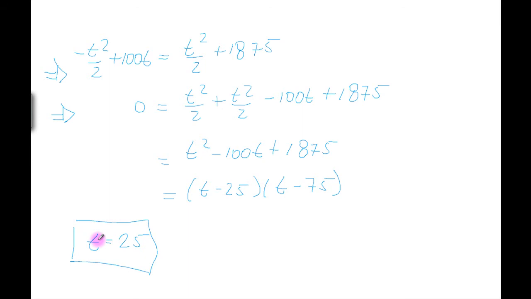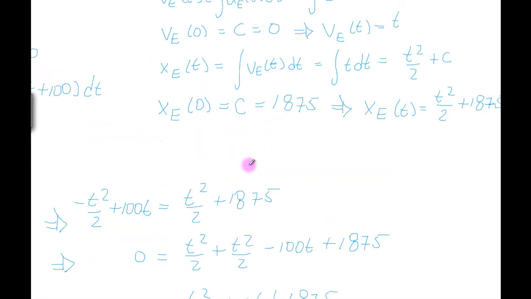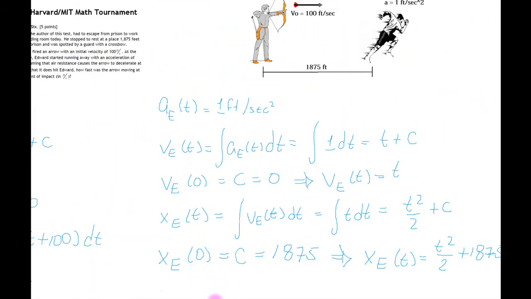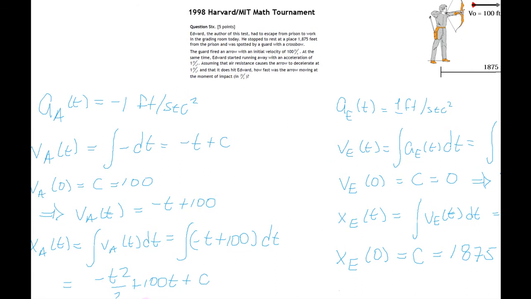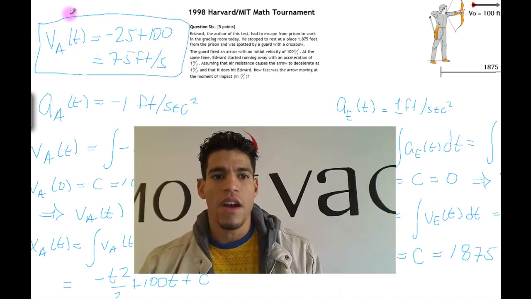But we want the velocity when the time equals 25. So let's plug in t equals 25. It doesn't matter which one. So the velocity at the moment of impact equals minus 25 plus 100 equals 75 feet per second. And that is our answer.